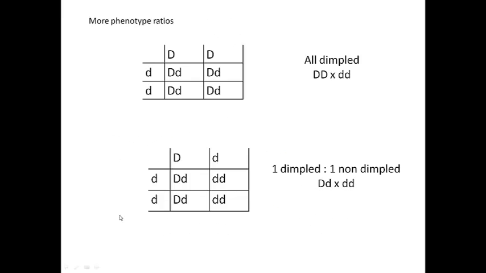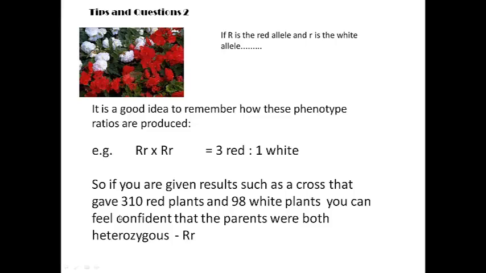Here's some more phenotype ratios. What if both parents were homozygous, had the same alleles, one for the dominant allele and one for the recessive? In this case, all the children would be dimpled. Or if one was a heterozygote, like our example, and the other was homozygous recessive, as in the two normal alleles. In this case, we'd have one dimpled to one non-dimpled. So those ratios are really useful to remember.